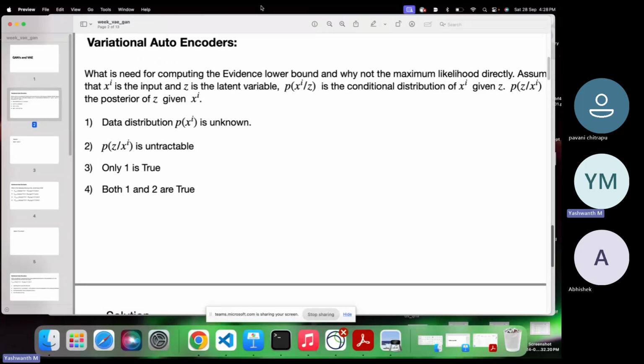You should be able to answer if you have seen the variational autoencoder derivation. Take a minute and I'll explain.